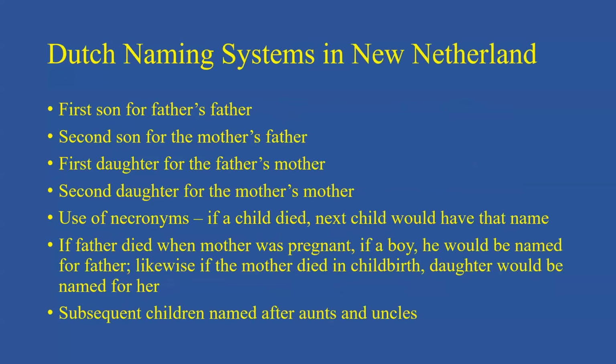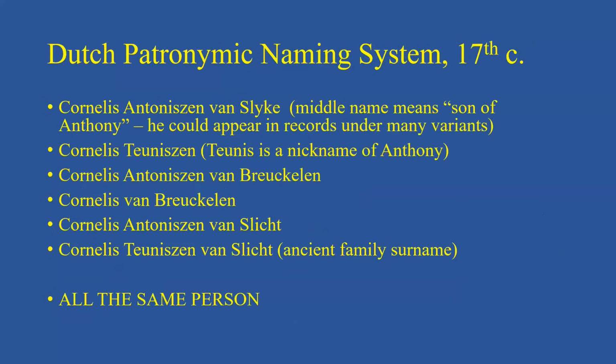The Dutch liked to use necronyms, naming children after children who died. Likewise, if a father died when his wife was pregnant, she gave that name to the son. He would be named for the father. If the mother died in childbirth and she had a daughter, the girl would be named for the mother. Sometimes you will find a patronymic system in Dutch records where the middle name is a patronymic, incorporating the name of the father. And this may also be a surname.